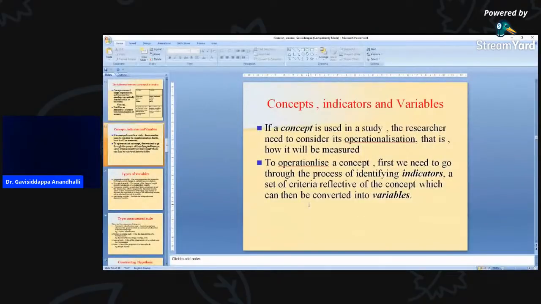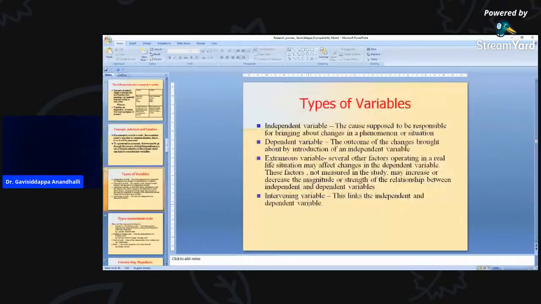concept and variable. There is one more concept we come across that we call an indicator: concept, indicator, and variables. So in the given topic of research, you have to identify the major concepts you are using in your research work, what indicators you are following, what variables you have to thoroughly identify and address, and you have to study the nature of these variables. So let us go for the types of variables. Among the variables we come across different types of variables.